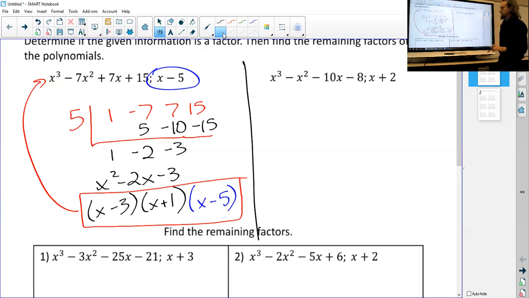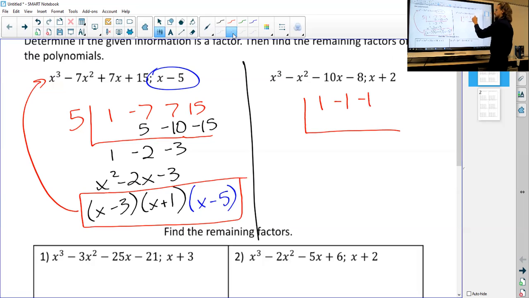Let's try one more just for practice. So again, we start with the synthetic division. So I'm going to write all my coefficients. So I have 1, negative 10, negative 8, and then x plus 2. So I'm going to put the opposite, so minus 2 on the outside.